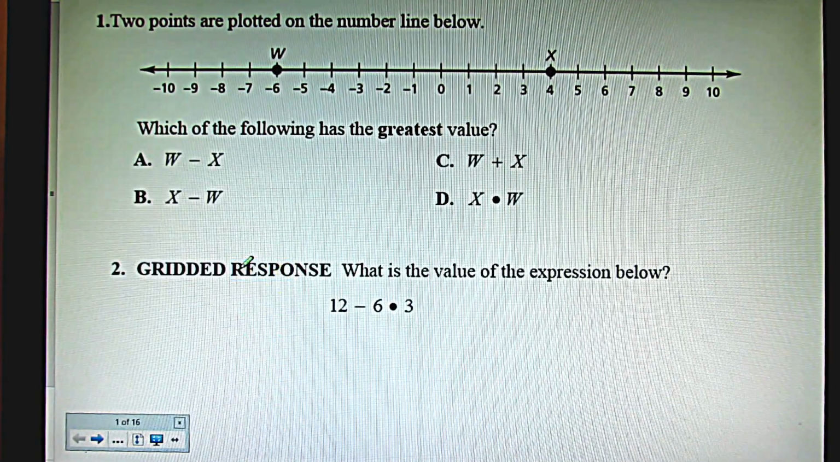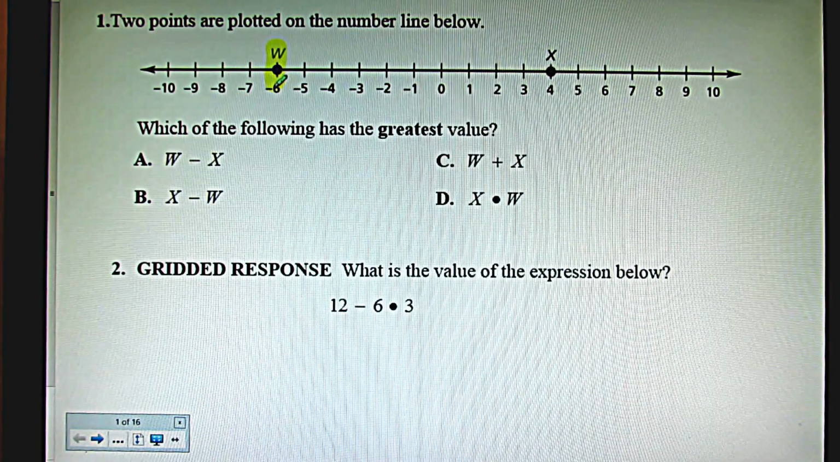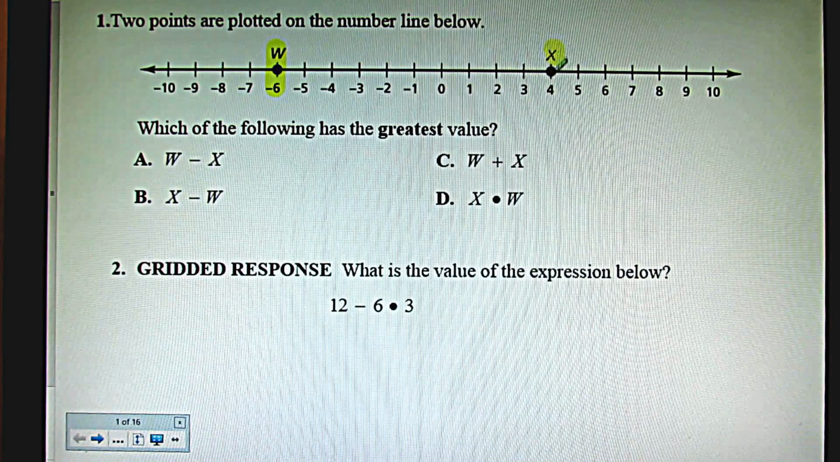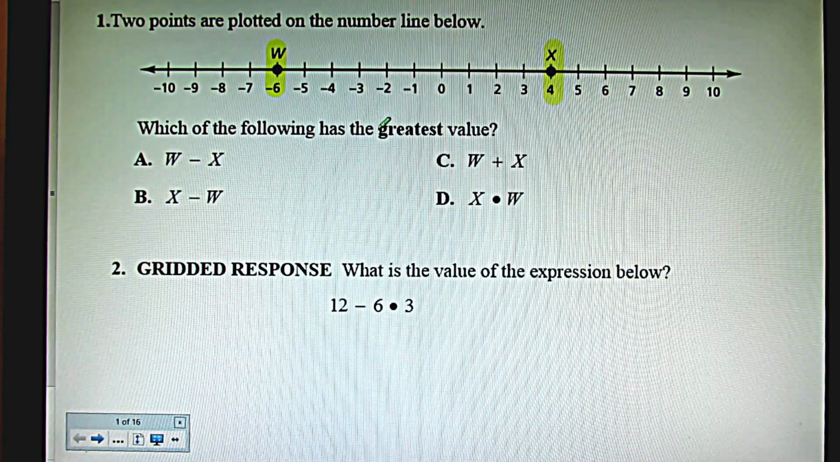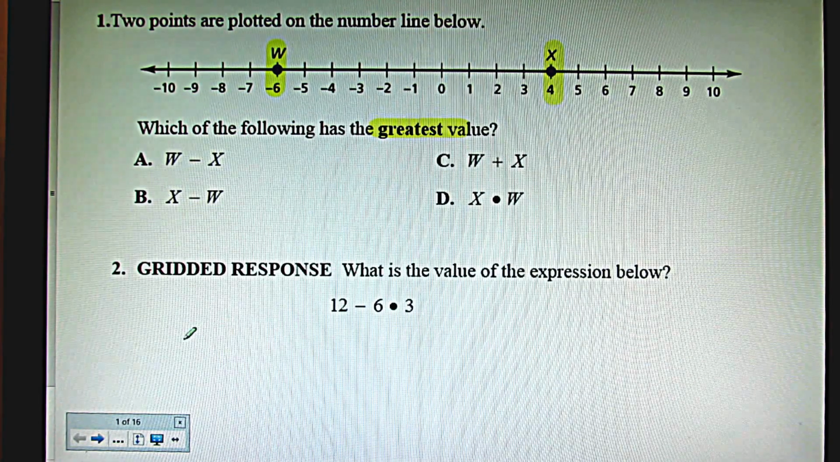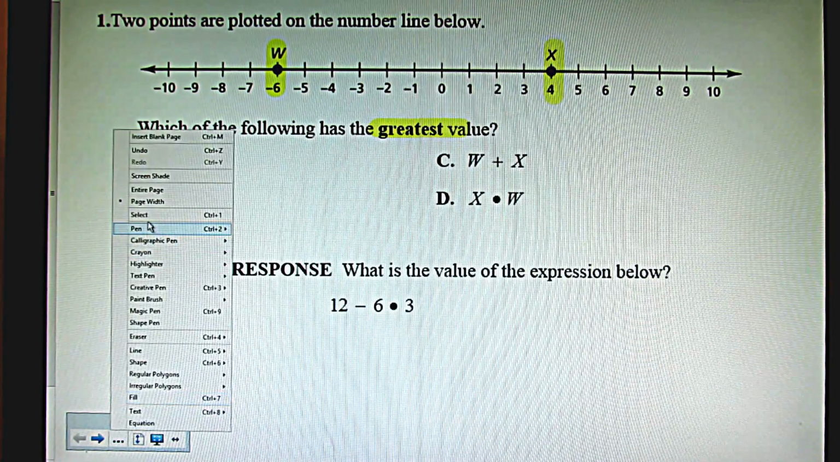First question says, 2 points are plotted on the number line below. Okay, so you see W right here, -6, and X to be 4. Now it says, which of the following has the greatest value? It means which of these choices is going to equal the greatest number?